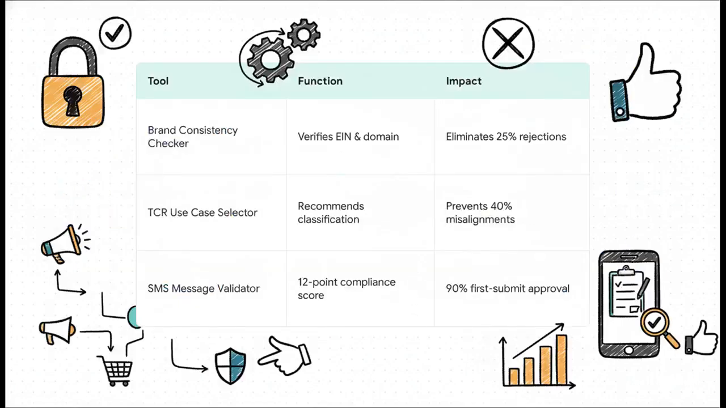And just look at the kind of impact these tools can have. A brand consistency checker can slash your campaign rejections by 25%. A use case selector can prevent 40% of the misalignments that cause these errors in the first place. And an SMS validator can help you achieve a 90% approval rate. This isn't just about avoiding fines anymore. It's about turning compliance into a genuine competitive advantage.